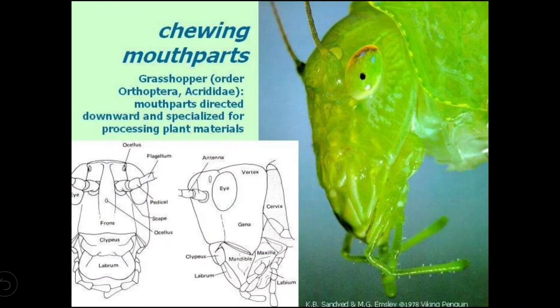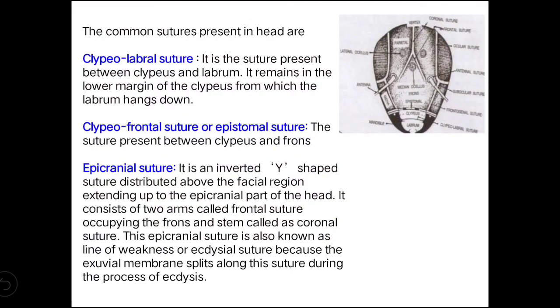Already we have discussed about this. In the next class we will discuss about the suture.